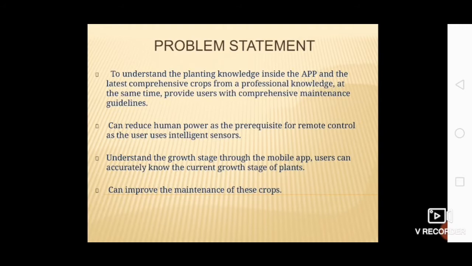Second, it can reduce human power as a prerequisite for remote control as the user uses intelligent sensors. The two are linked to the app so that the user can provide the plants with the right amount of nutrients. Third, understand the growth stage through the mobile apps. The user can accurately know the current growth stage of the plant, such as germination, root, and so on. Lastly, it can improve the maintenance of the crop.